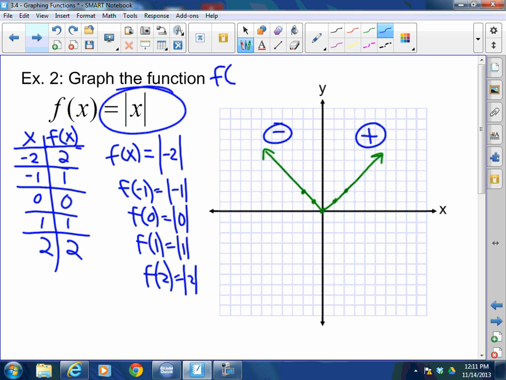Whenever you have an absolute value function, you're going to have a V-shaped graph. Sometimes it's pointing up, sometimes it's pointing down. I'm not going to get into why yet. There's a whole chapter on functions alone, which we'll get into. But just so you know, an absolute value function is going to be a V shape. Always. Does that make sense?